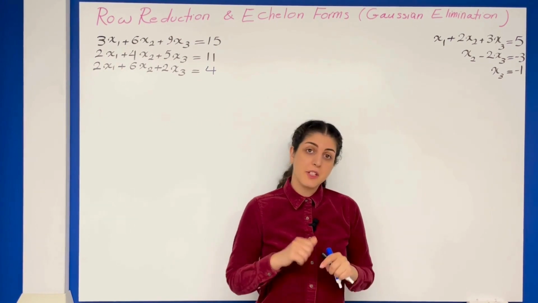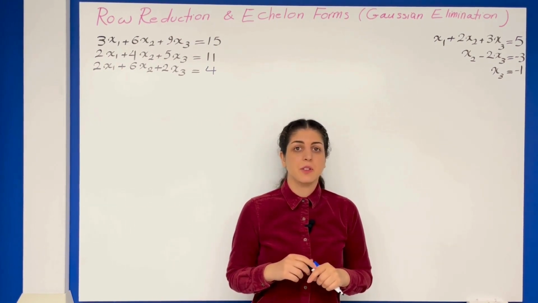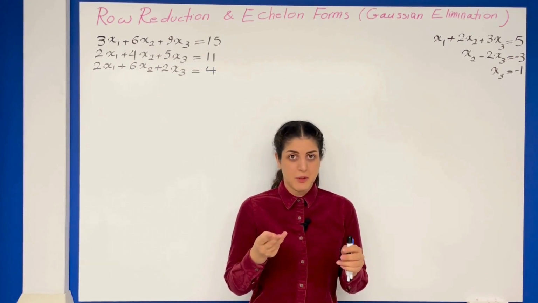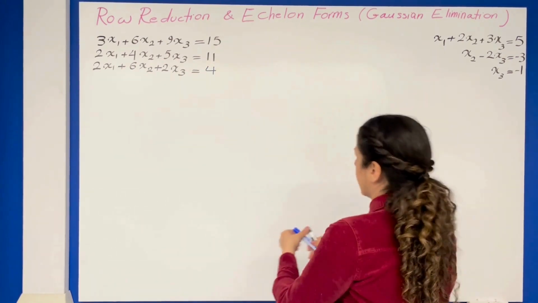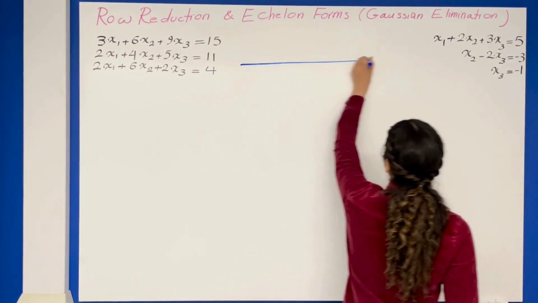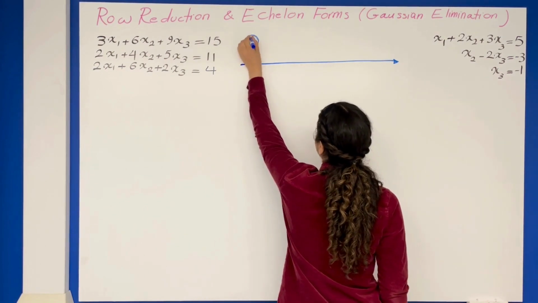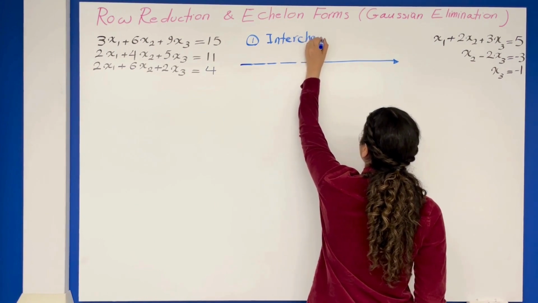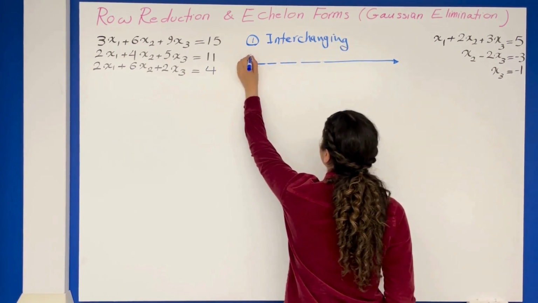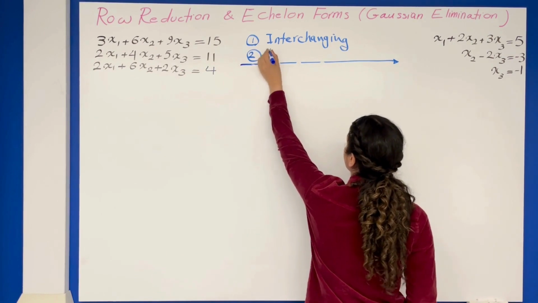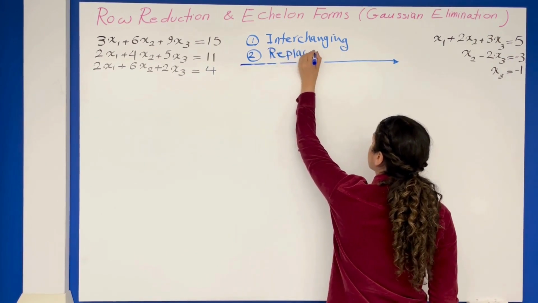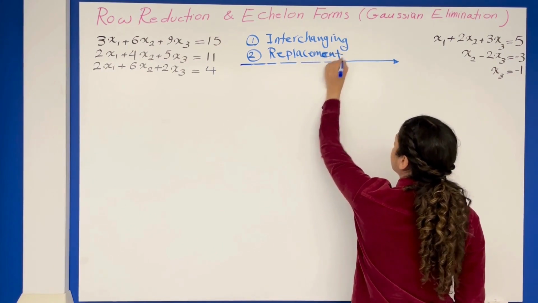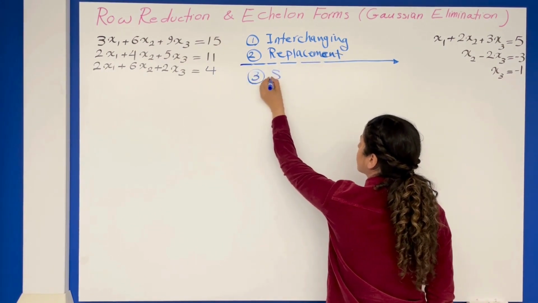All right, in order to do that, we are allowed to use three operations and only these three operations. These are the elementary operations we learned about. So I'm just going to write them down. The first one, as you know, is interchanging. The next one is replacement. And the third one is scaling.